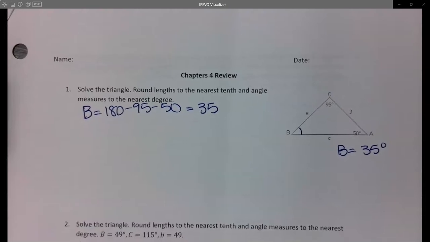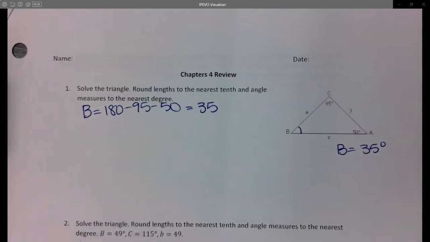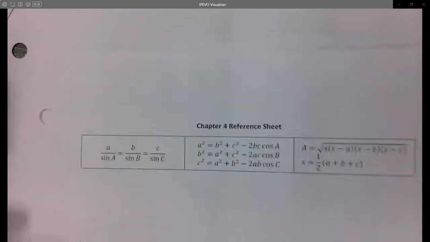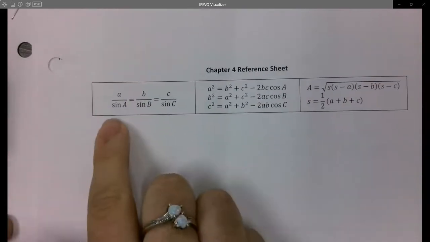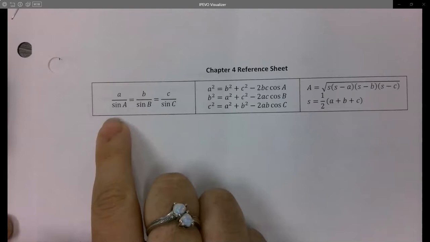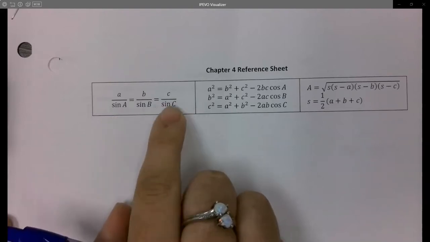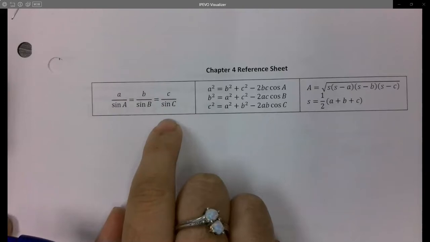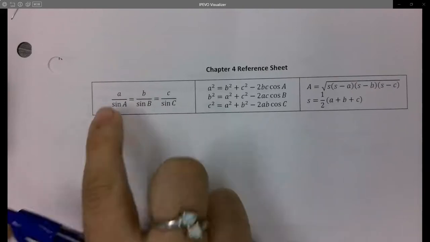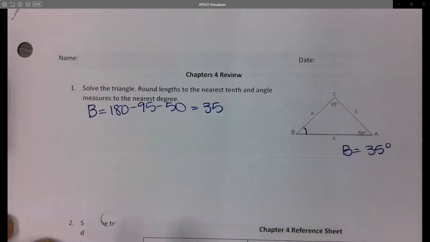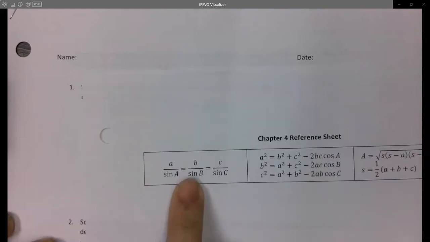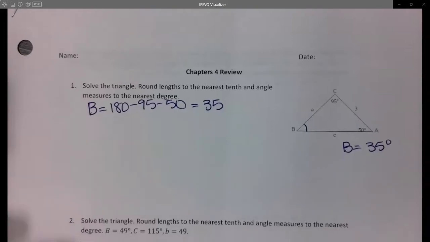Then I need to find my values of A and C. These are side lengths. Since I have two angles and a side, I'm going to use the law of sines, which is this one. It's the side length A over sine of A equals the side length B over sine of B equals side length C over sine of C. I am going to pick and choose those. I don't know A and C, so I'm going to do A equaling B, and then solve for A, and then do the same thing for B and C.